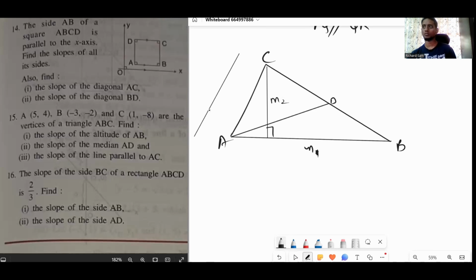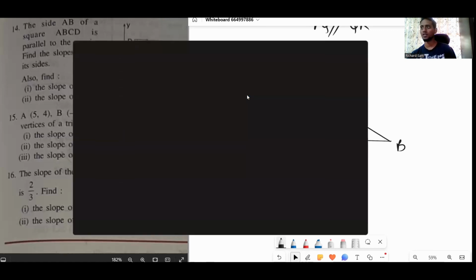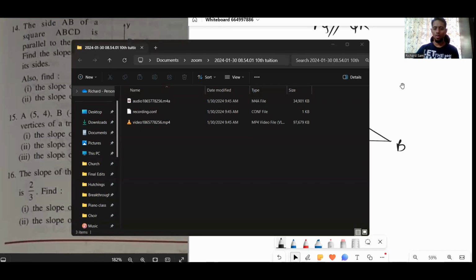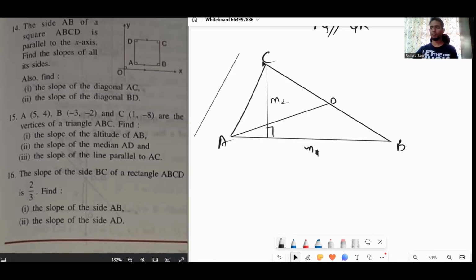It is equal to the AC slope. Find the AC slope. That slope will be the same, no? Because they're parallel to each other. The slope means the AC slope.